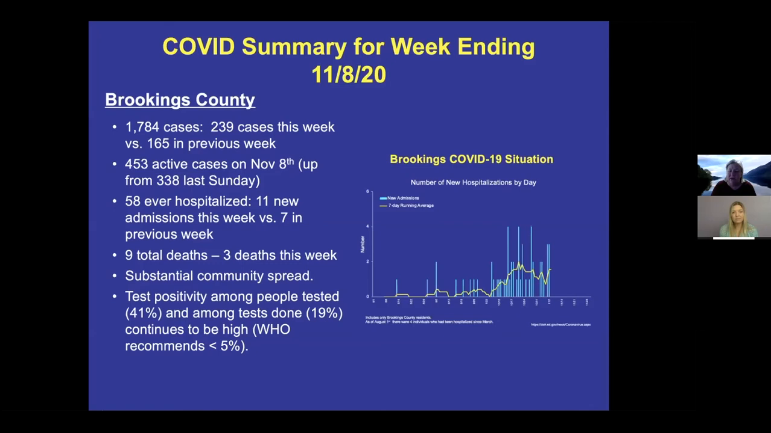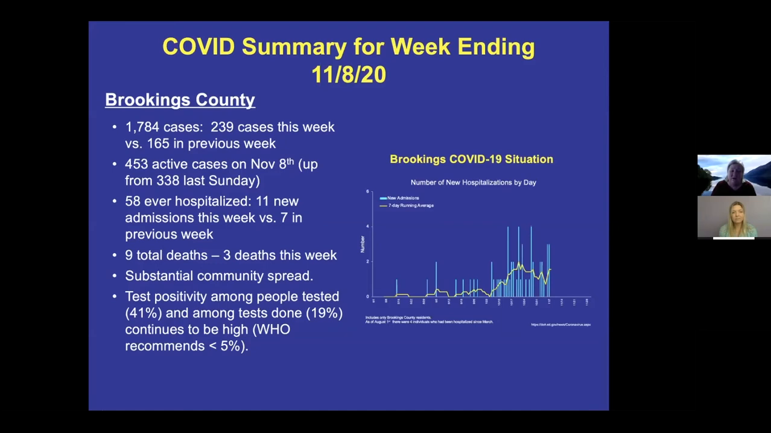453 active cases on November 8th. This is up from 338 the Sunday before. There have been 58 people ever hospitalized. There were 11 new admissions this week compared to 7 the prior week. There have been a total of 9 deaths. 3 of these have been just this past week.